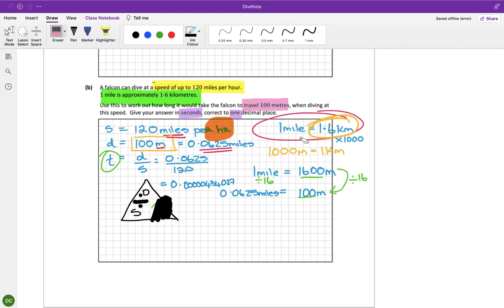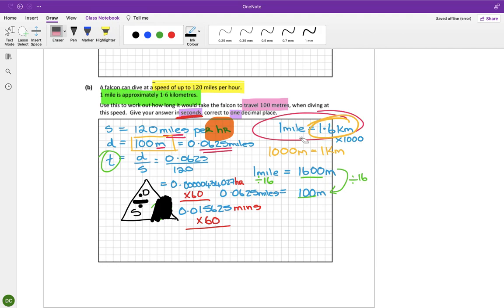Because this thing is miles per hour, that means that's in hours. And remember, they wanted it in seconds. So what we do is we multiply it by 60, which gives this 0.015625. But that's in minutes because there's 60 minutes in an hour. And then we multiply it by 60 again, because again, we want it in seconds. So we go again, times by 60.